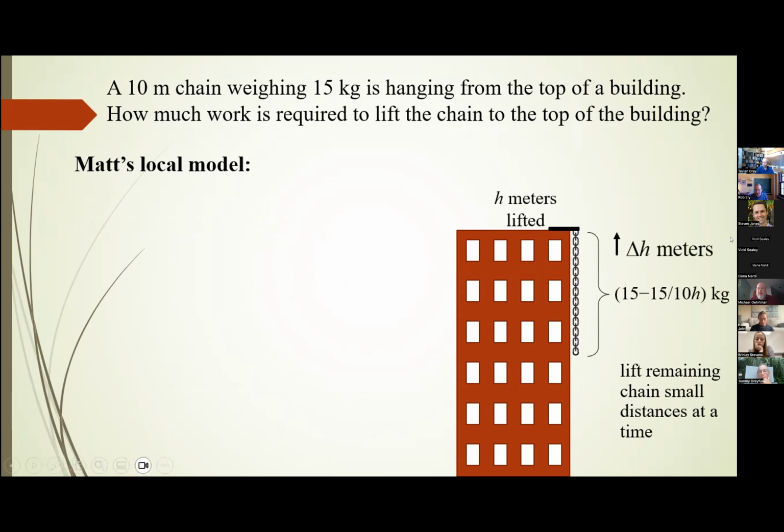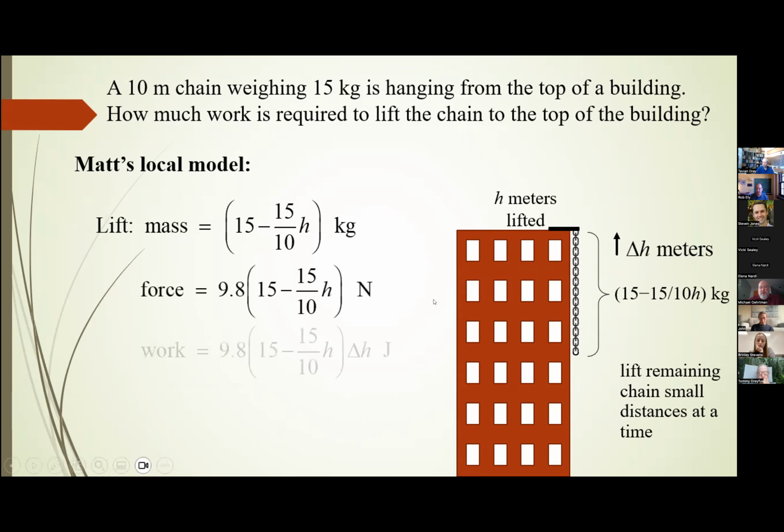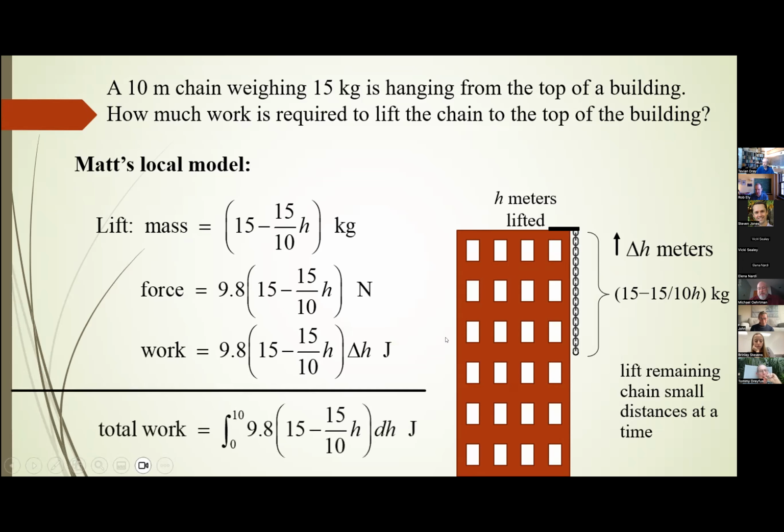So for Matt, the amount of distance that was being moved each time was an amount delta H meters. And then the force was represented by 9.8 times (15 minus 15 over 10 H). That was the amount of mass remaining in the chain for each one of those motions. So they both came up with slightly different definite integrals, reflecting the different quantitative meanings that they brought to bear in those local instantiations of the same basic model.